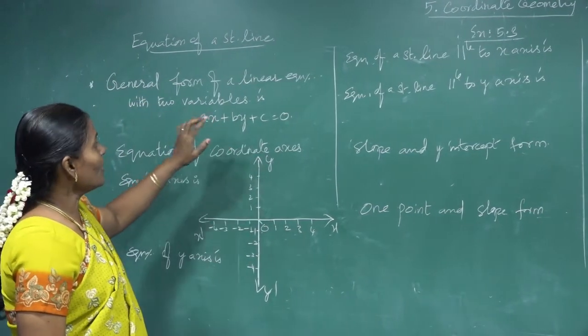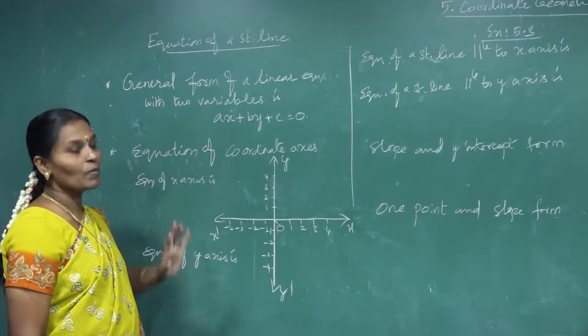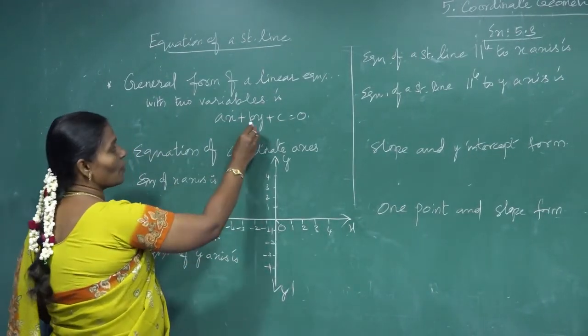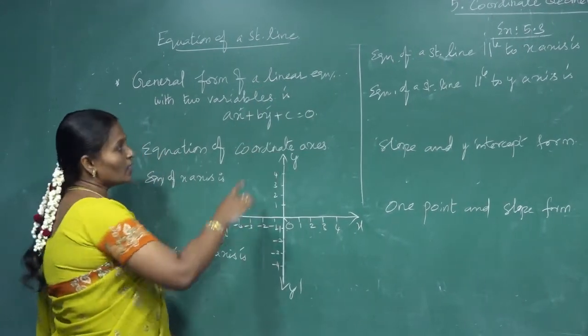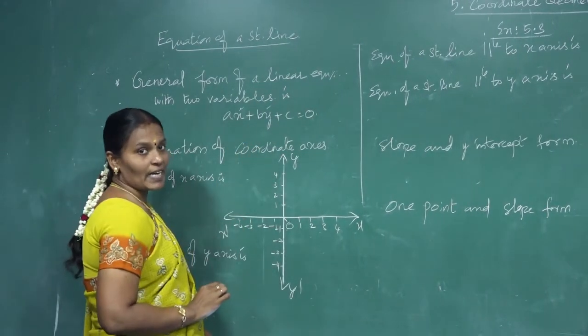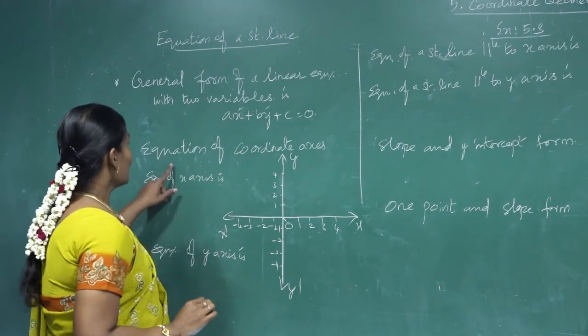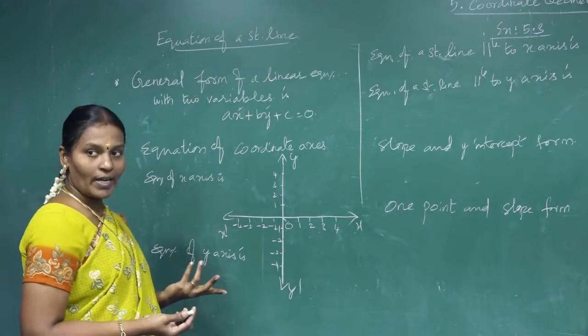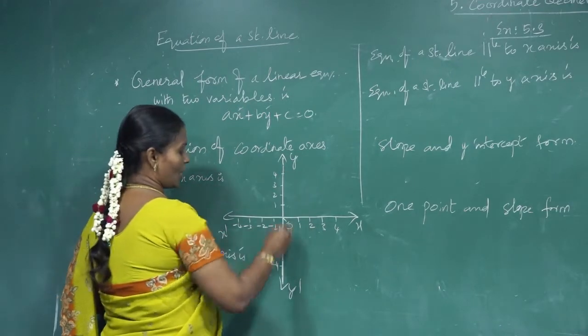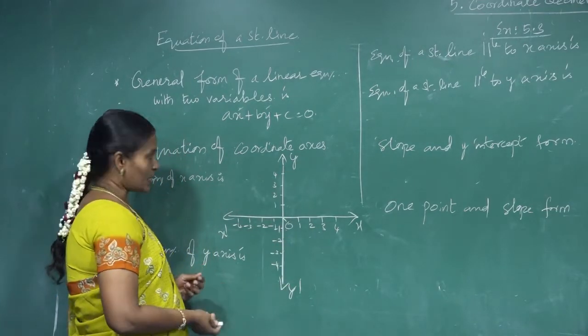General form of a linear equation in two variables is ax plus by plus c is equal to 0. Here x and y are two variables. This is the equation of a straight line. Okay. Now we see equation of coordinate axis. Which are the coordinate axis? X-axis and y-axis are the coordinate axis.